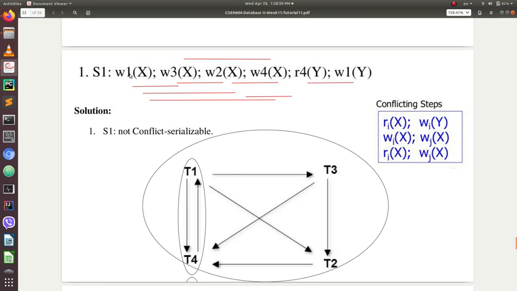Also transaction 1 must come before transaction 2 because we have another write operation of element x for transaction 2. So transaction 1 must come before transaction 2. So I will draw another node for T2, and I will draw an edge going from T1 to T2.